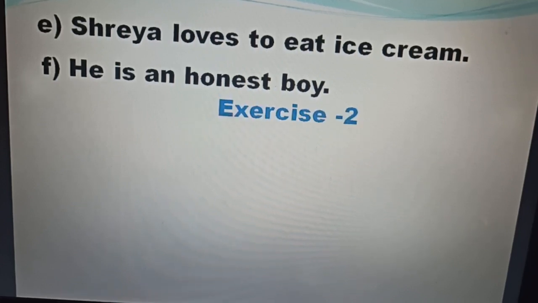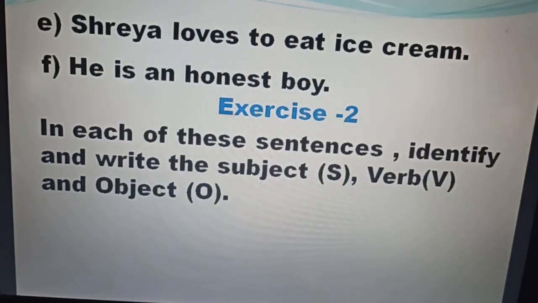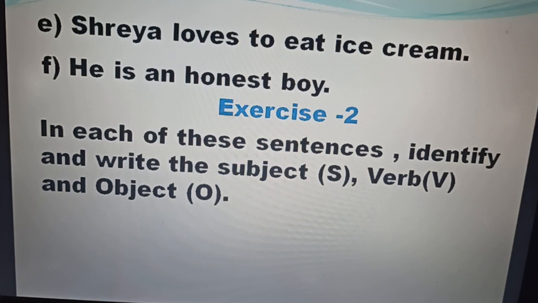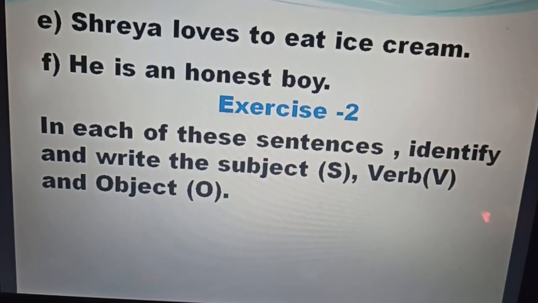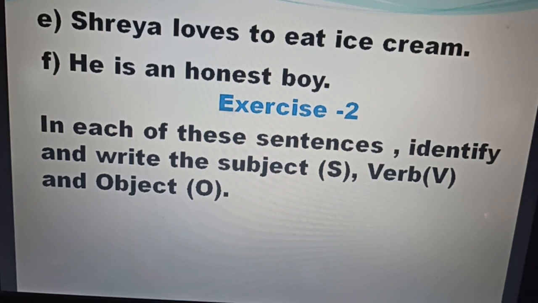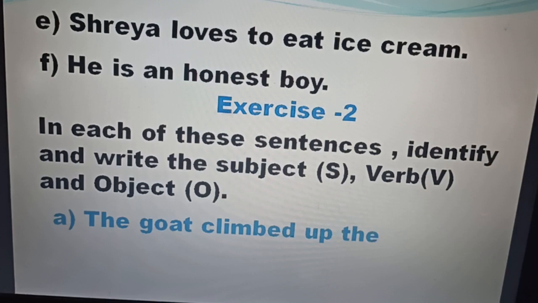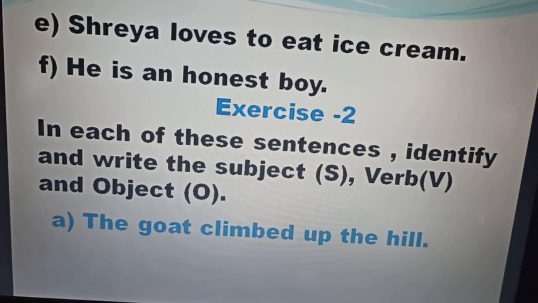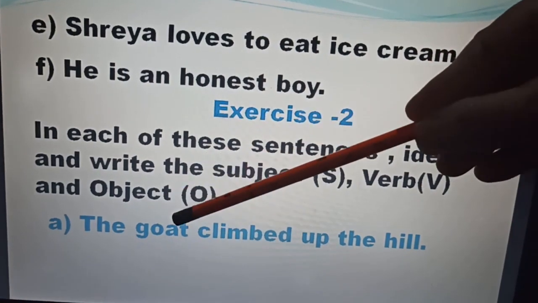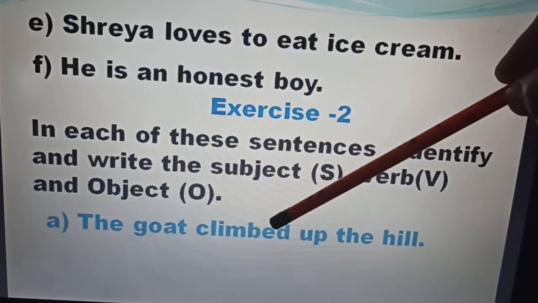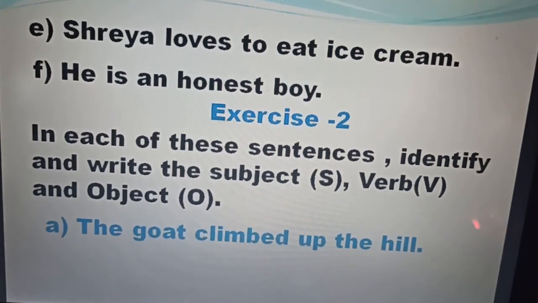Now exercise 2, in which you have to identify in each of these sentences and write S for subject, V for verb, and for object you will write O. The first sentence is, the goat climbed up the hill. I am telling you the first one: the goat is subject, climbed is verb, and up the hill is object over here. I hope you understand.